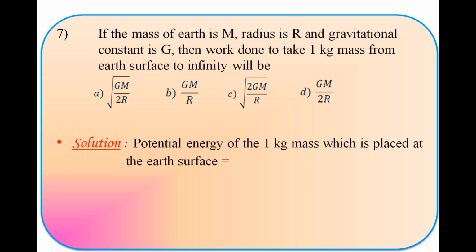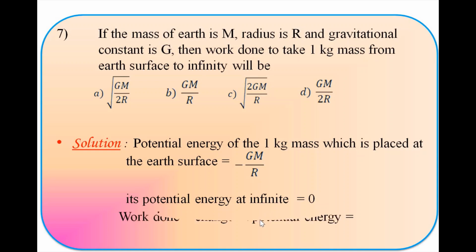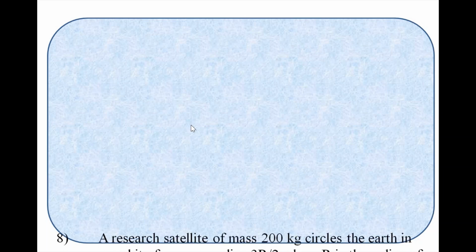The potential energy of the 1 kilogram mass placed at the earth's surface is minus GM divided by R. At infinity, the potential energy is equal to 0. So work done is equal to the change in the potential energy. We get the simple formula, which is equal to positive GM divided by R. So here option B is correct. Let's see the next objective.